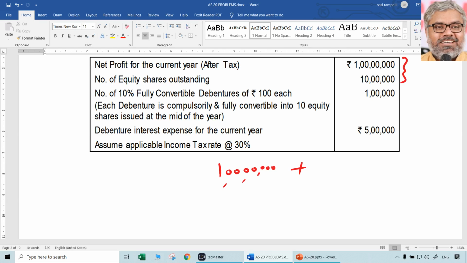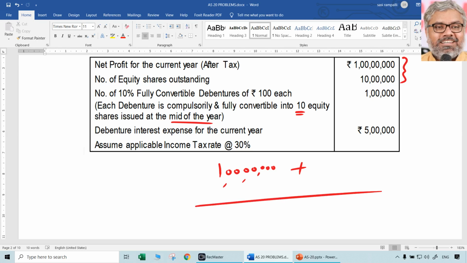plus number of 10% fully convertible debentures of 100 rupees each, that is 1 lakh, and each debenture is compulsorily and fully convertible into 10 equity shares issued at the mid of the year. Mid of the year, not at the beginning of the year. Earlier case, it was in the beginning of the year. So now it's at the mid of the year. That means only for half of the year we have to take in the denominator.